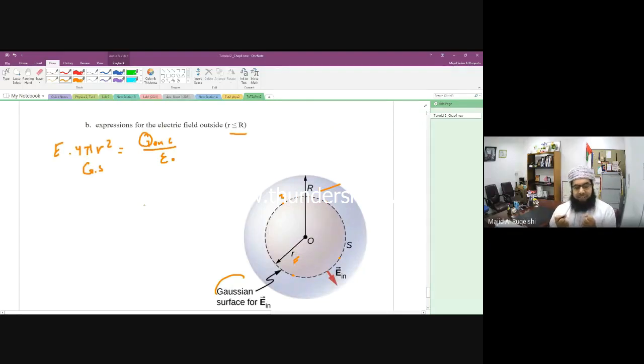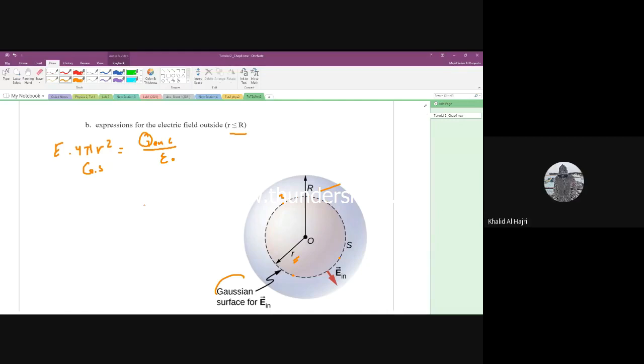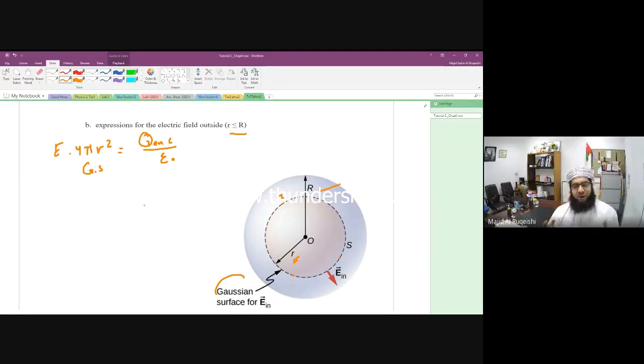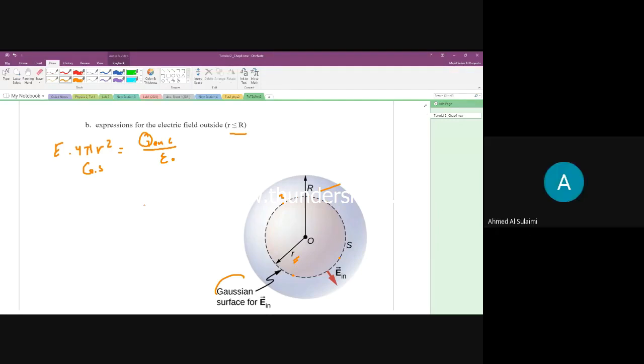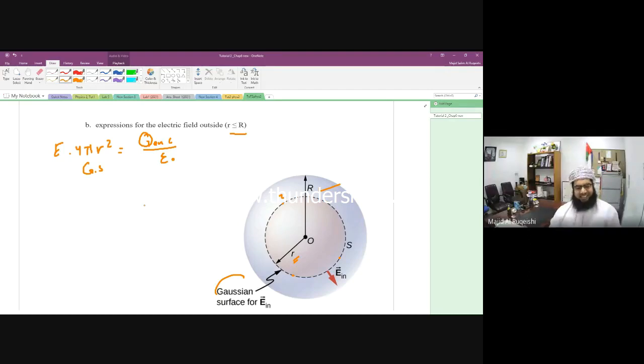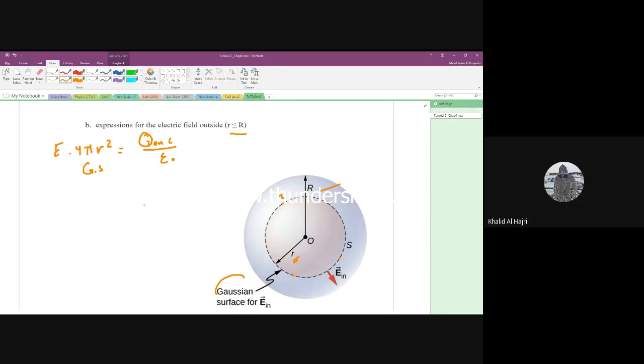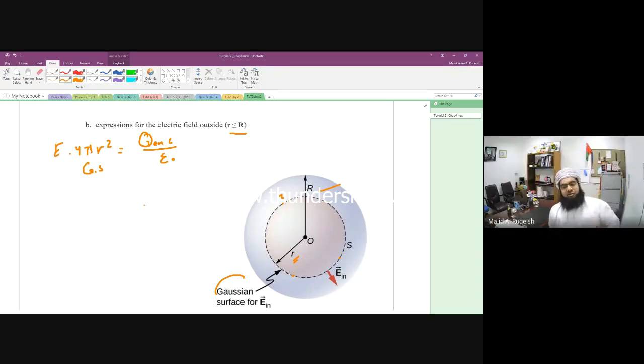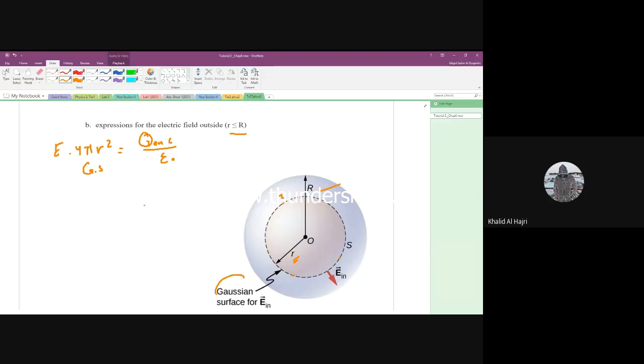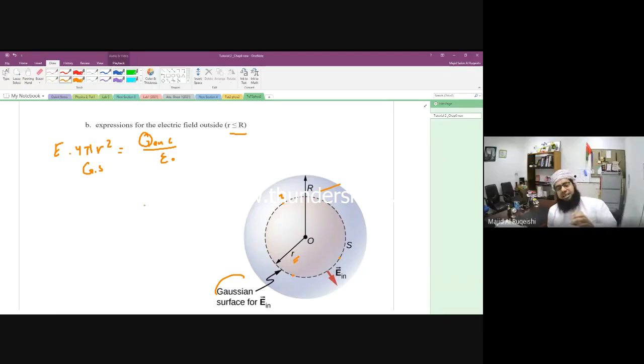No. Why is it no? Yes, it is no. Because we take r small inside the Gaussian surface. Someone tell me why it is no. Yes, because we take the r small inside the Gaussian surface. Our Gaussian surface is small, with a small r.